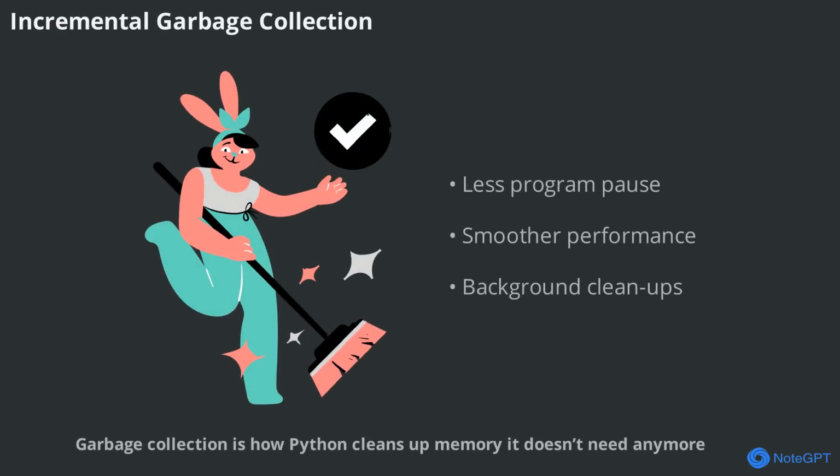Garbage collection is how Python cleans up memory it doesn't need anymore. Before, Python would pause everything for a big cleanup, which could slow down your app. Now, it does lots of tiny cleanups in the background, so your programs keep running smoothly. It's like tidying up a little bit all the time instead of stopping to clean the whole house.